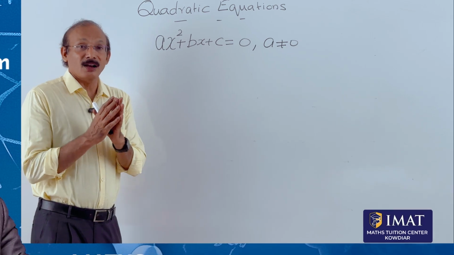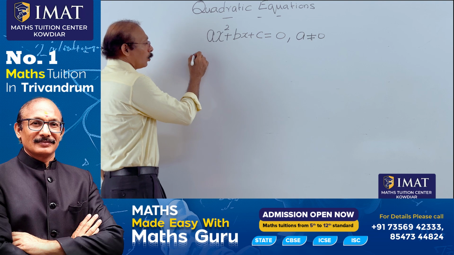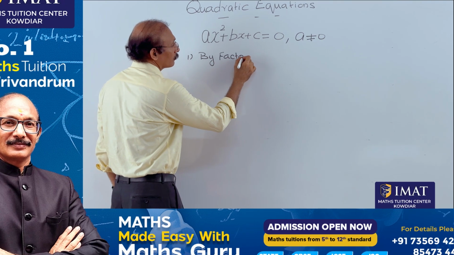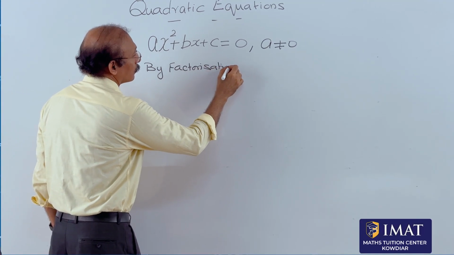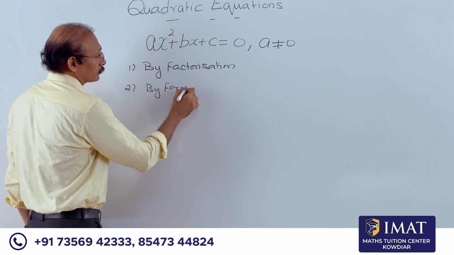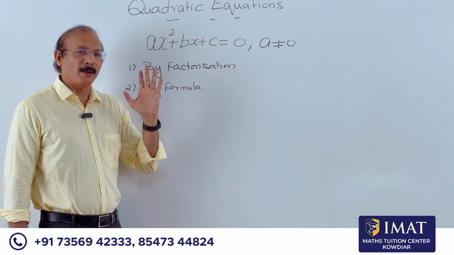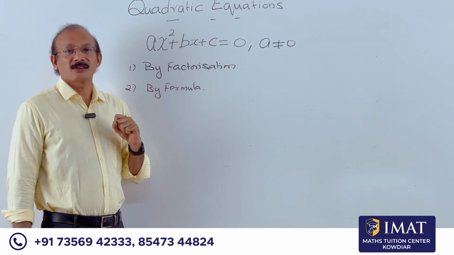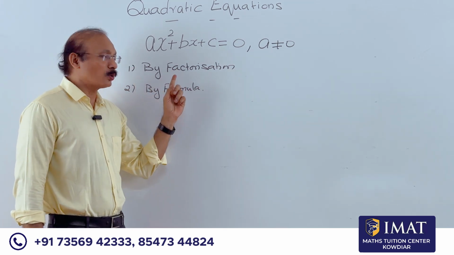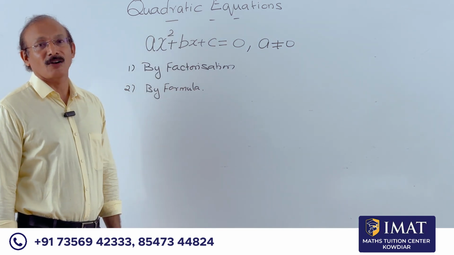There are different ways of solving a quadratic equation. The main two methods of solving a quadratic equation are, one is you can solve by factorization, and the second is by a formula. Factorization എന്ന് പറയുന്നത് വളരെ കോമൺ മെത്തേഡാണ്. What is the formula for solving a quadratic equation? Let us take one question and I'll show you how to do by both the methods. But before that, let me tell you what is the formula for solving a quadratic equation.